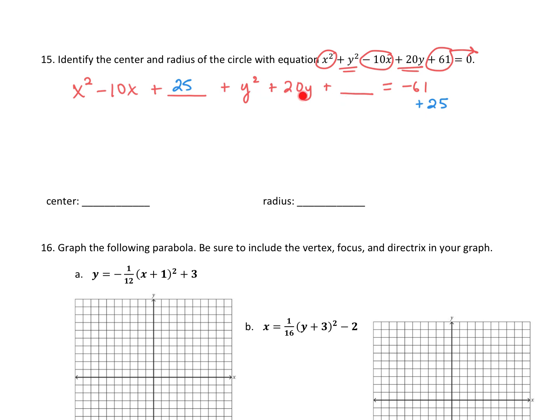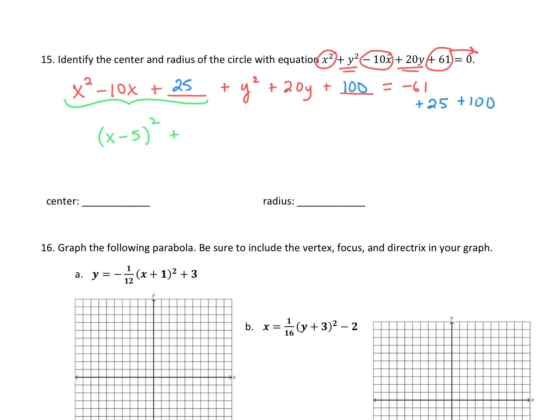Now we're going to do the same thing with the y's. We take our b value, we divide it by 2, and then we square it. So 20 divided by 2 is 10. 10 squared is 100. And then we balance 100 on the other side. All right, so we did all of that so that we could factor this, factors of 25 that add up to negative 10. That's going to be a negative 5 and negative 5.